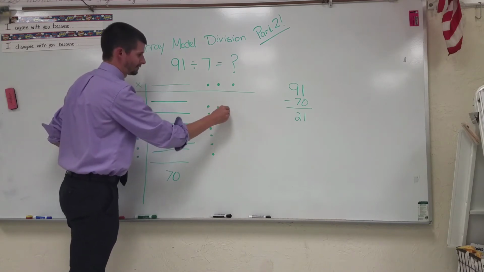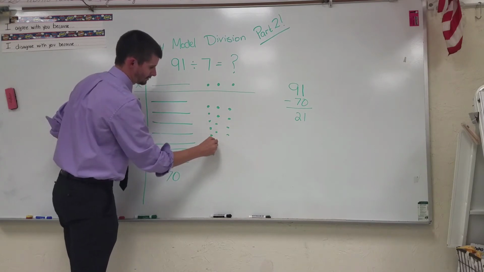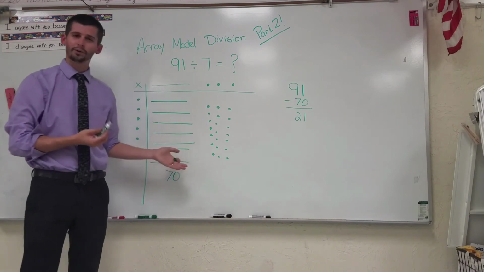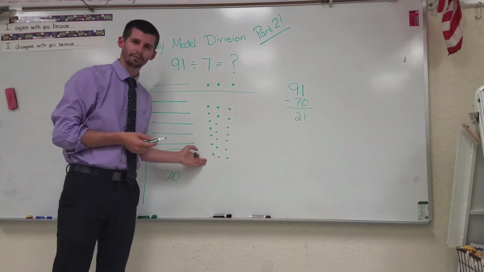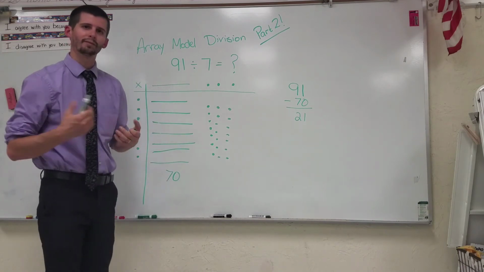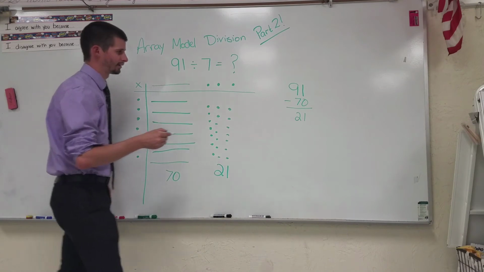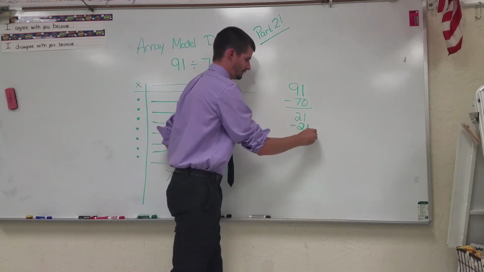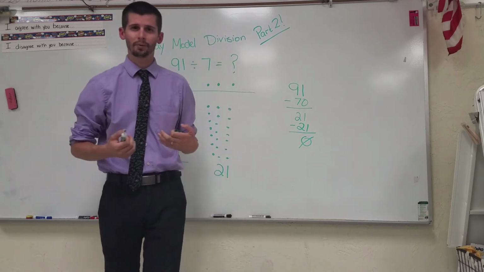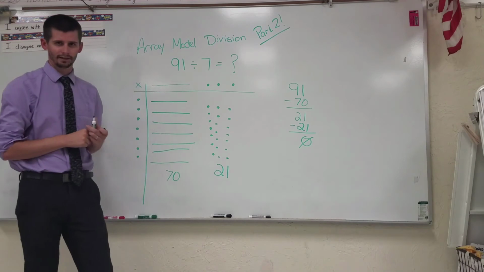Now just finishing out my array. I'm going to do 2 more of each. And I know without counting that there's 21 of these because 7 groups of 3 is 21. 7 multiplied by 3 is 21. So I have 21 here. Now I can take away 21 from what's left over, and I'm at 0. That's perfect. That's what we want to get to. We want to make sure that we have all of our dividend in there.